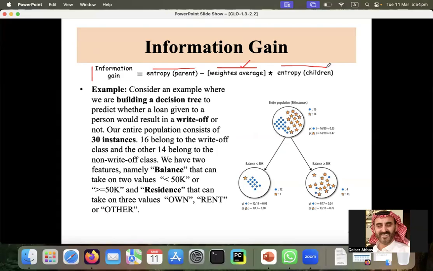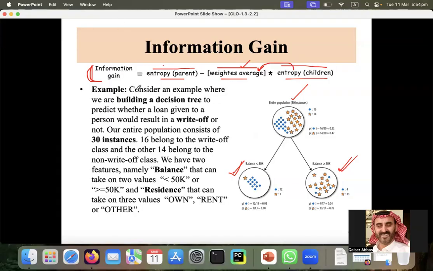And now we will take an example and then we will calculate the information gain by using this equation. For calculating information gain, for example, if this is the parent, we have to calculate the entropy of this parent first. And then we will calculate the weights, maybe the weight of this one or this one, we will see. And the entropy of the children. Children are these ones, so we will calculate the entropy of these children and multiply with their related weights. We will see how we can do that.